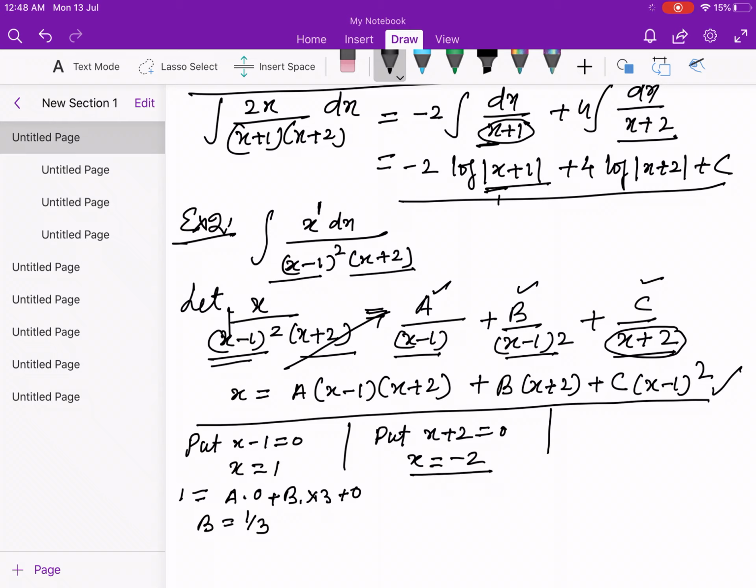Now put x equal to minus 2 in the statement here. Minus 2 equals a into 0 plus b into 0, plus c into (minus 2 minus 1) whole square. So this is minus 2 equals 9c. c equals minus 2 by 9.